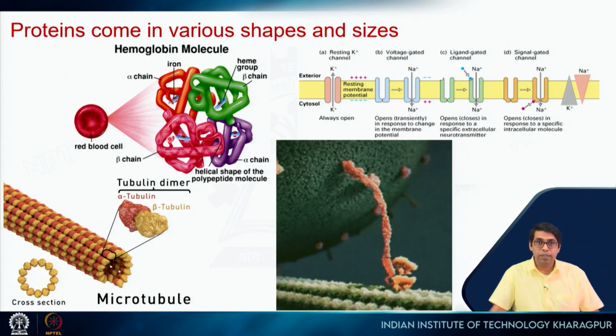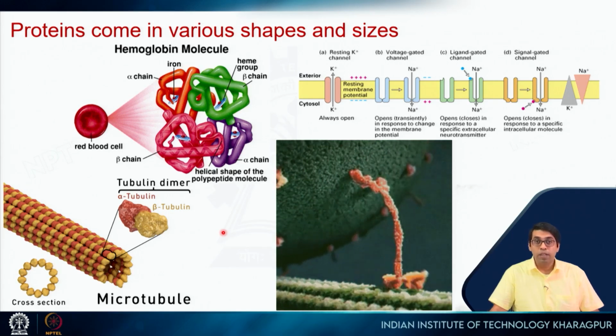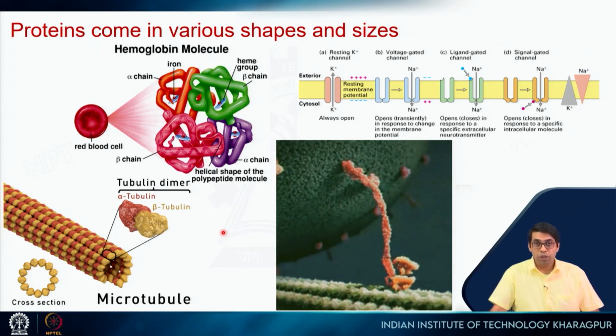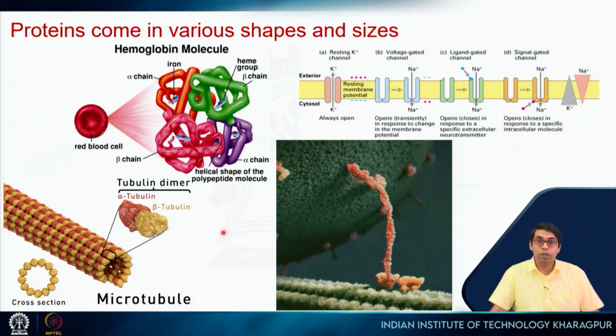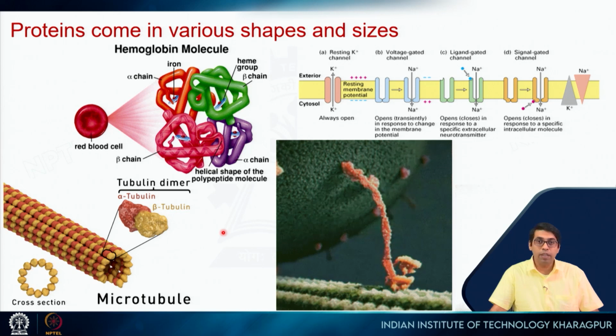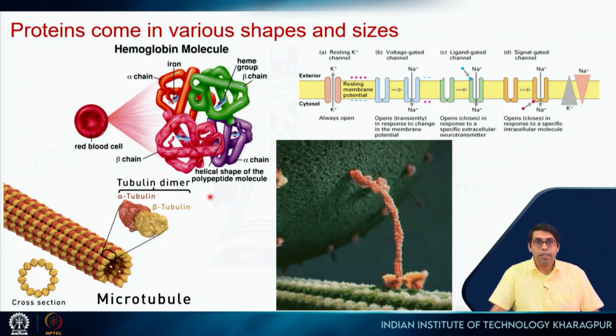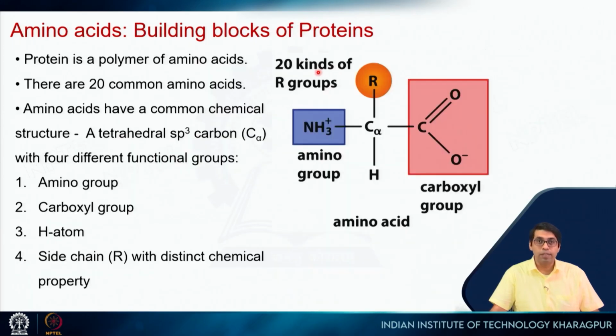So you can see that proteins can act as so many different things. And then of course in the next week I will talk about a specific type of protein called enzymes, which carry out the catalysis of all the chemical reactions that happen inside our body. Okay. So proteins come in various shapes and sizes.